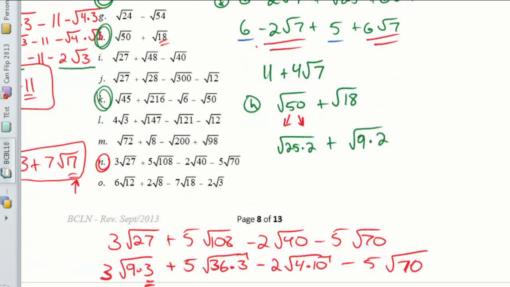This is a good question. Square root of 25 is going to give me 5 root 2. And then square root of 9 is 3 root 2. If I break those up, and then I have common radicals, so I can add these together. So I end up with 8 root 2. I hope that helps. And K, this one looks like a little bit more work.